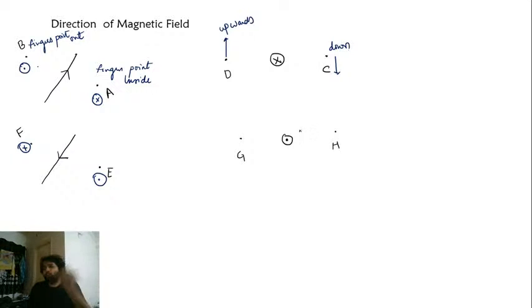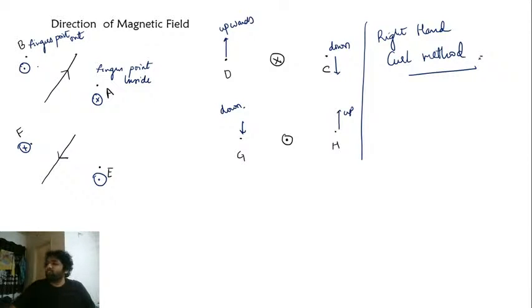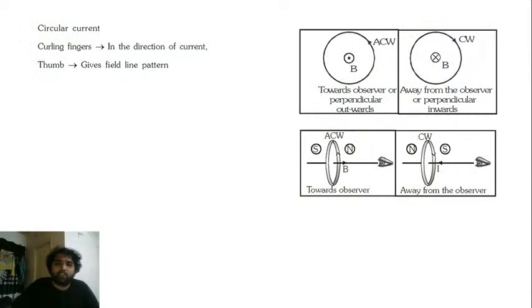So exactly अगर उल्टा हो गया, if you just flip the whole direction of current, here it will become up and here it will become down. I hope you understood how direction of current will impact, and if you know one direction, you can solve all directions using the same right hand thumb rule or right hand curl method. So this is it for direction of magnetic field.